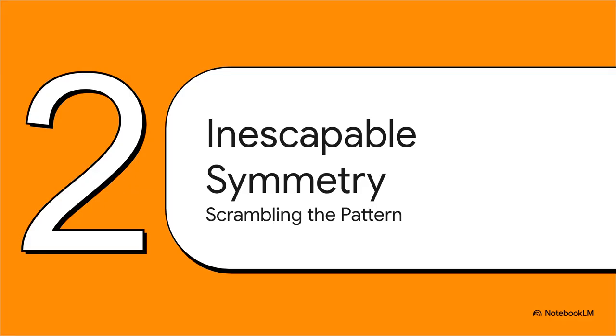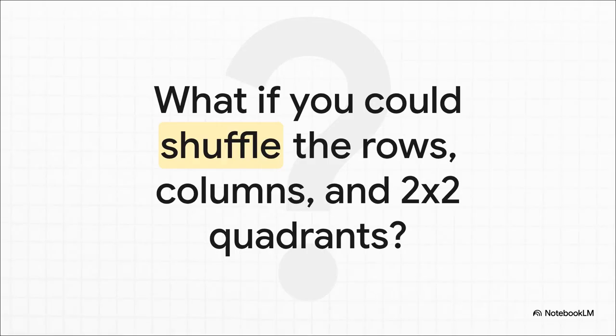Okay, section 2. This is where things get really interesting. We're calling it the surprise of inescapable symmetry. So what actually happens when we try to scramble this thing up? Imagine we can just go wild with it. We can shuffle the rows any way we want. We can shuffle the columns. We can even take those 4 little 2x2 blocks, the quadrants, and swap them all around.